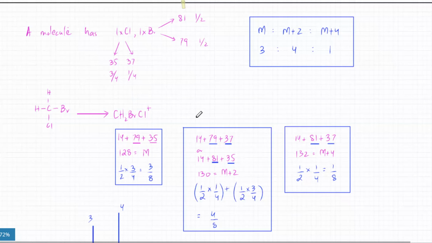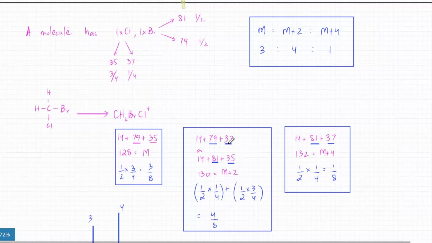Then, what if carbon and hydrogen, that's 14, plus 79 and the mass... you'll also have an M+2 peak, which would mean the mass would be 130. Why? Because either the chlorine is the heavier one, 37, and this is 79, or bromine is the heavier one, 81, and this is 35. In both cases, the mass comes out to be 130.